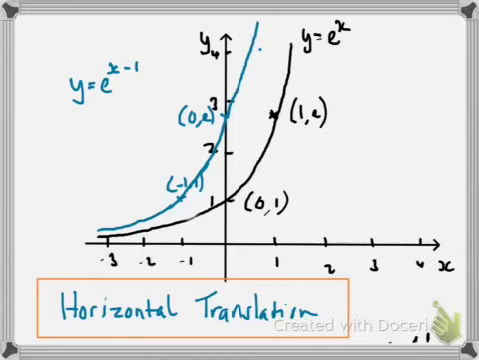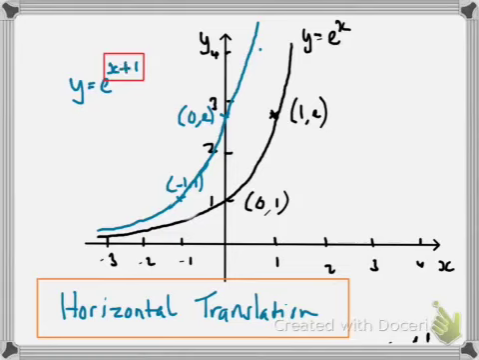Moving on now to horizontal translation, and here, if we've got a plus or minus attached to the x like so, e to the power of x minus 1, we get a translation. And it's the same as what we looked at earlier in the year, guys, with a -1 takes it to the right, and a +1 takes it to the left.